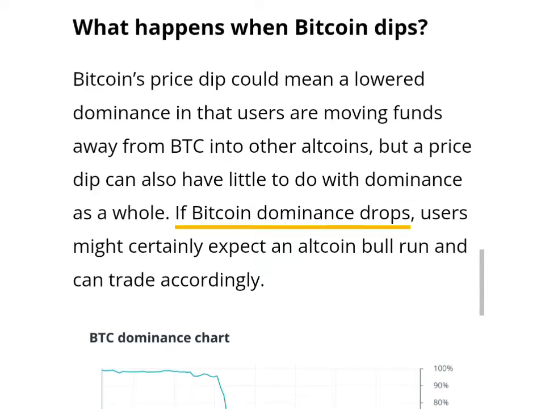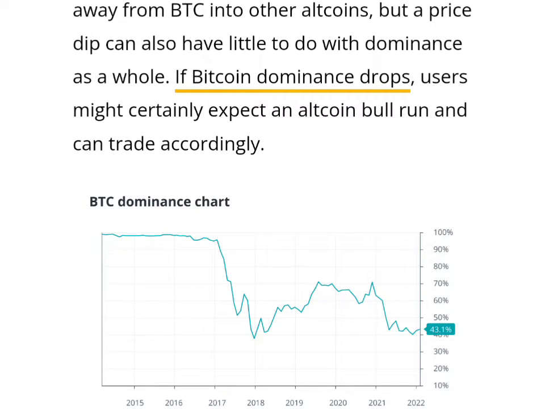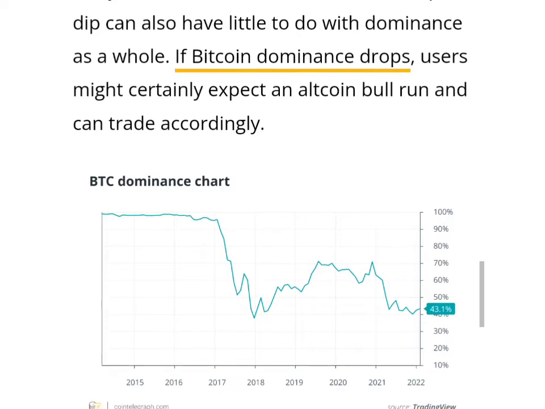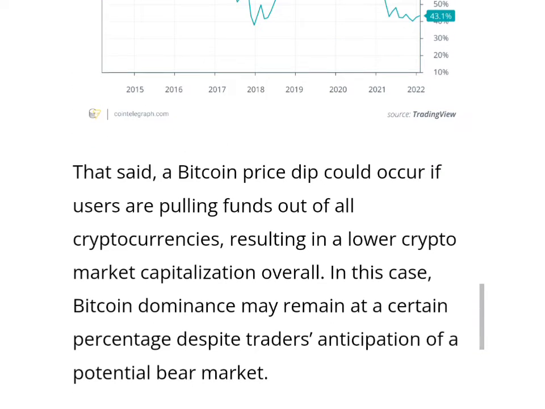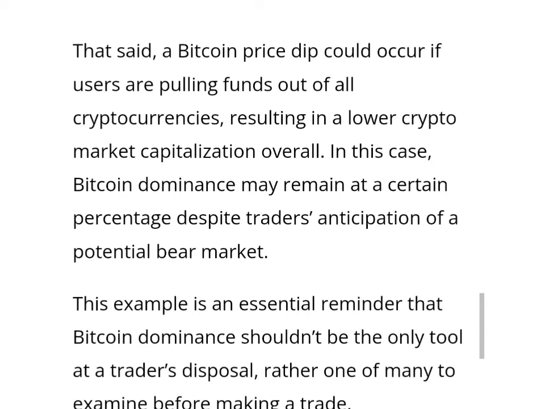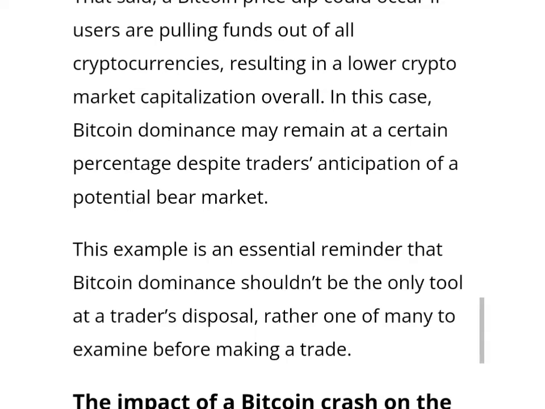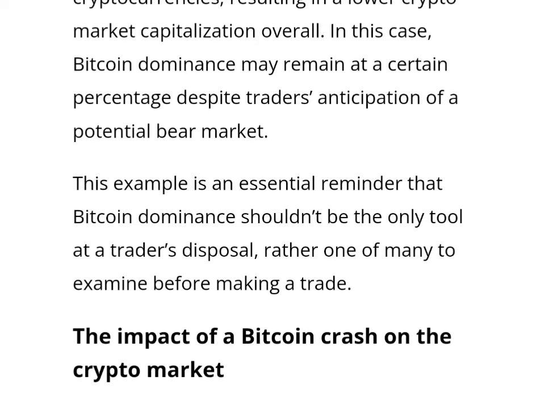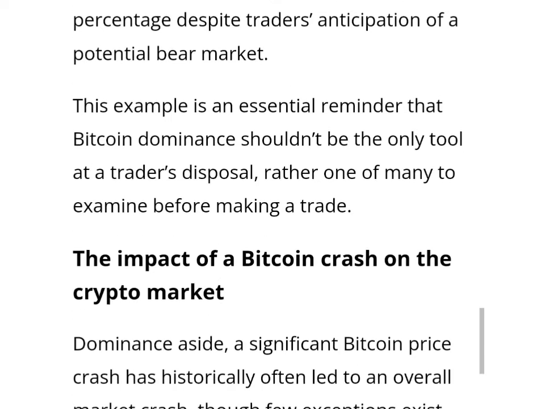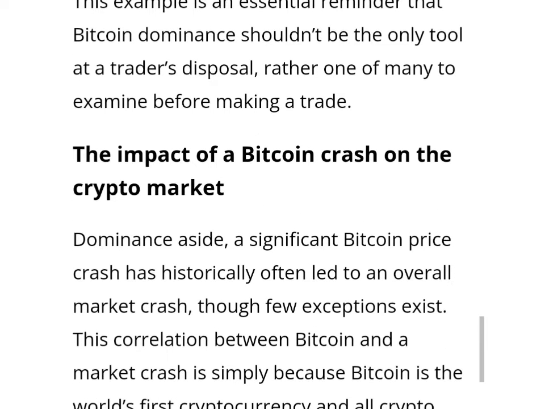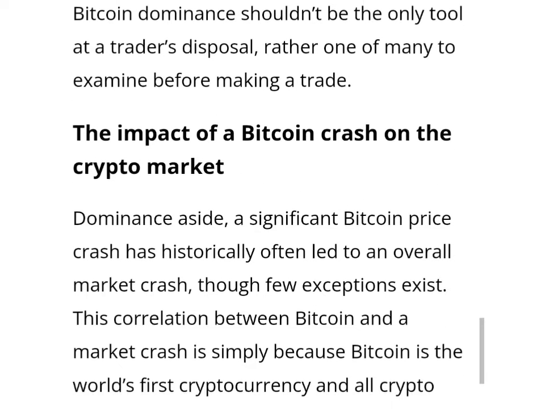Bitcoin's price dip could mean a lower dominance in that users are moving funds away from BTC and to other altcoins, but a price dip can also have little to do with dominance as a whole. If Bitcoin dominance drops, users might certainly expect an altcoin bull run and can trade accordingly. That said, a Bitcoin price dip could occur if users are pulling funds out of all cryptocurrencies, resulting in a lower crypto market capitalization overall. In this case, Bitcoin dominance may remain at a certain percentage despite traders' anticipation of a potential bear market. This example is an essential reminder that Bitcoin dominance shouldn't be the only tool at a trader's disposal, rather one of many to examine before making a trade.